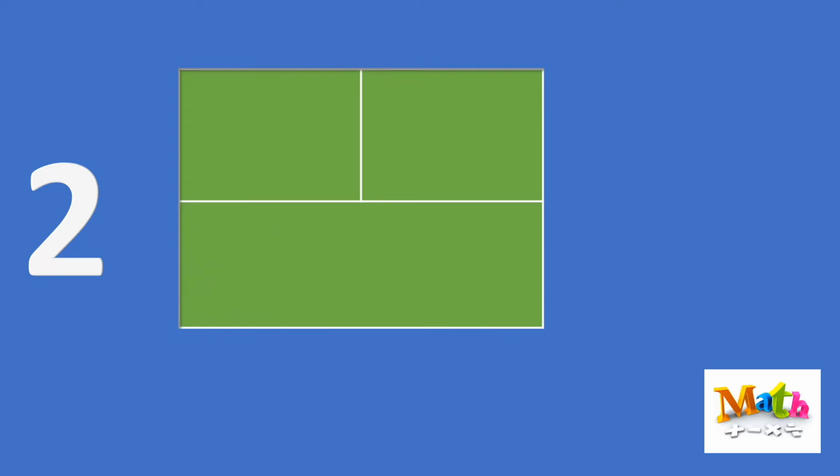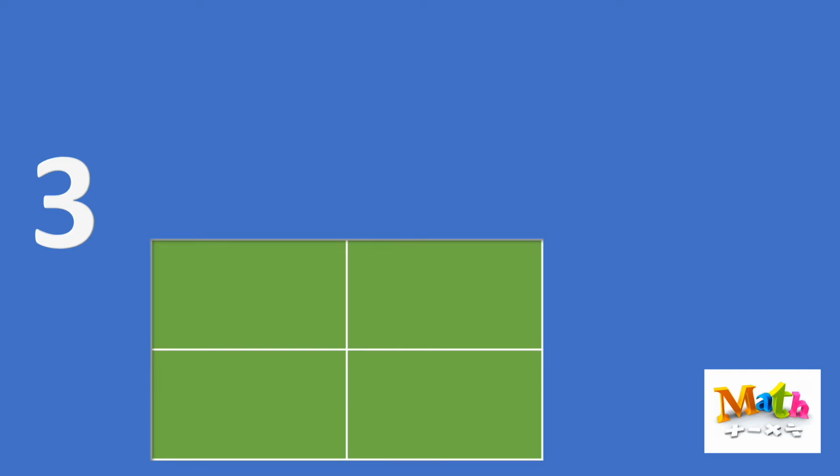Let's take another example, 2. So what are the number partners for 2? The number partners are 0 plus 2, 2 plus 0, and 1 plus 1. What are the switch partners this time? The switch partners are 0 plus 2 and 2 plus 0.